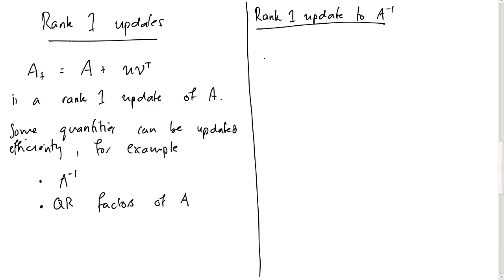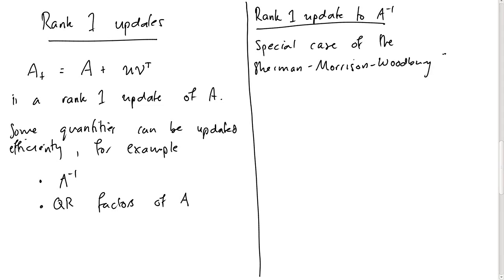Okay, so basically this is a special case of a formula that has a few names, but we'll call it the Sherman-Morrison-Woodbury formula, published by a few people pretty much at similar times. Let's call it the SMW formula. And that is given by the following expression.